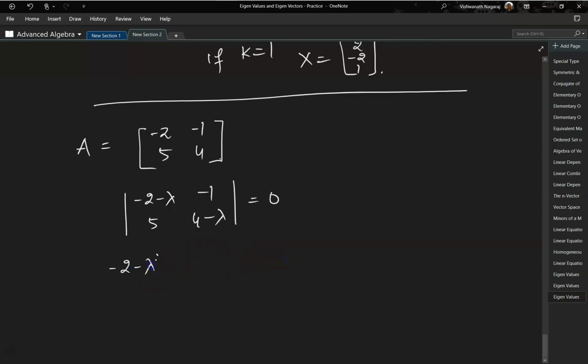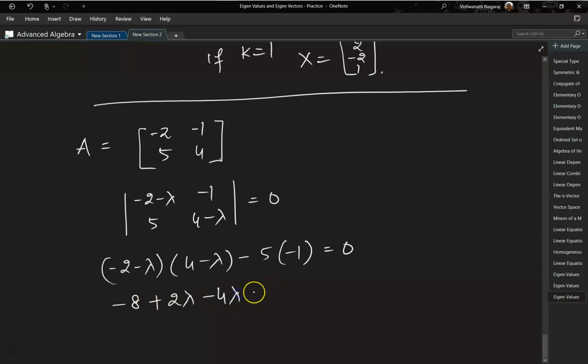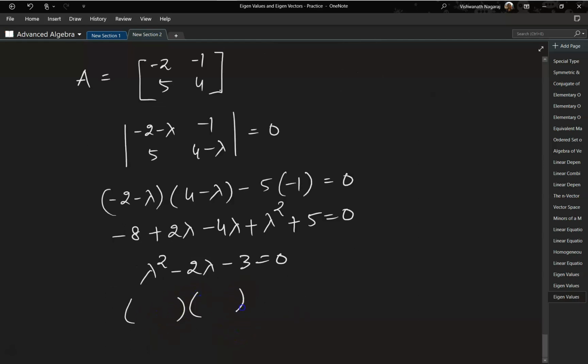Minus 2 minus lambda times 4 minus lambda, minus 5 times minus 1, equal to 0, which means this will become minus 8 plus 2 lambda minus 4 lambda plus lambda square plus 5 equal to 0. Lambda square minus 2 lambda minus 3 equal to 0. And we need to factorize this.